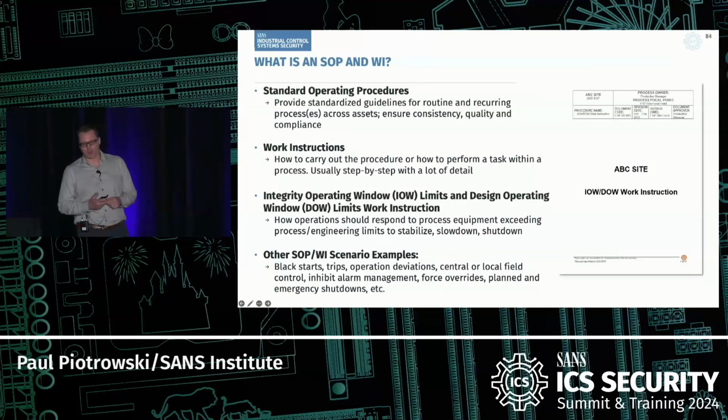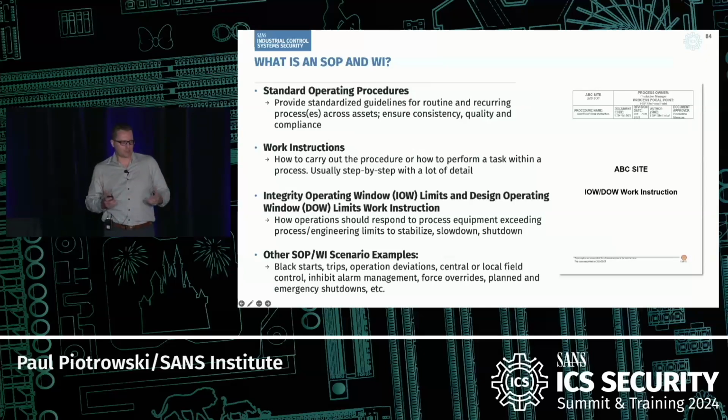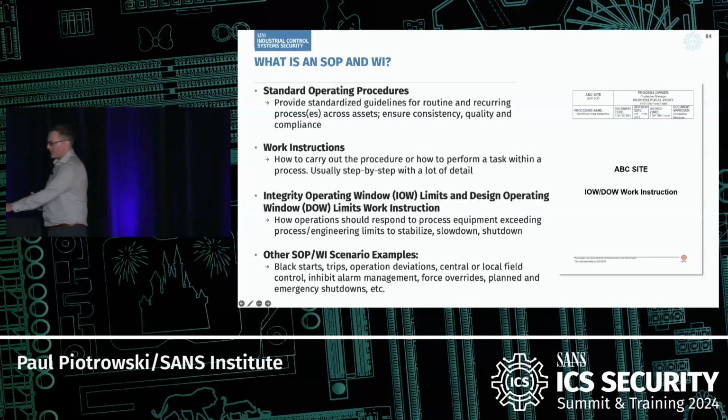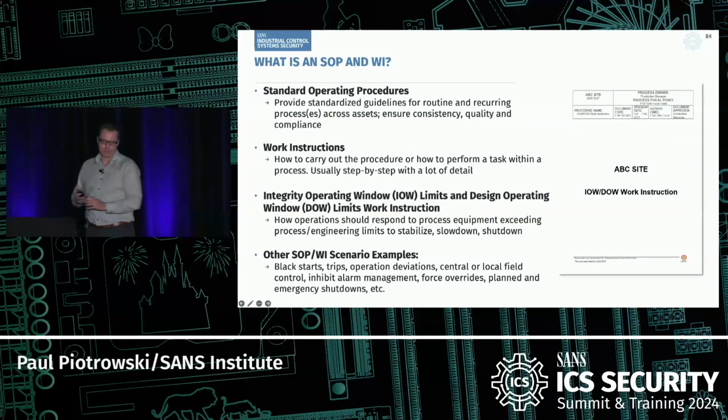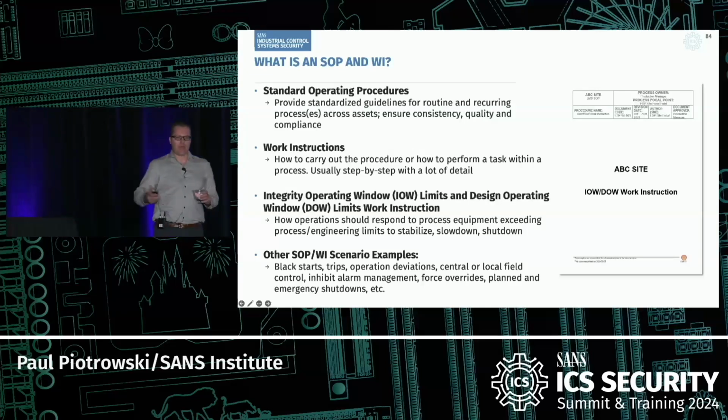Okay, so a standard operating procedure provides standardized guidelines and routines for operators at an asset, right, to ensure consistency in how they operate the asset. This example is from an integrity outside window and design outside window instruction. In a refinery, there are lots of high pressure, high temperature situations. If you're operating at a higher level than intended by the design, that becomes an integrity issue. If you exceed that even further, it becomes a design issue, where you're running the equipment outside of the design envelope from a pressure and temperature perspective.